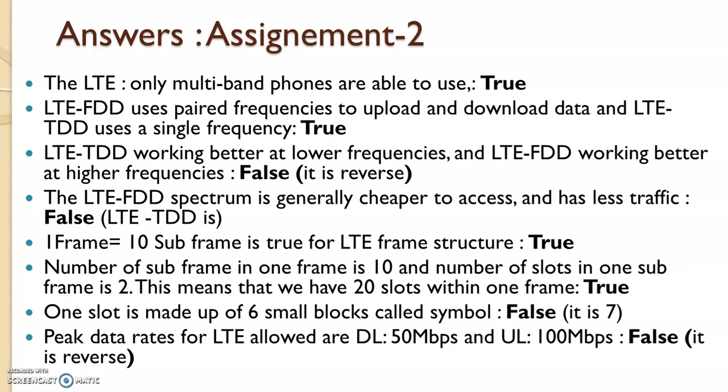One slot is made up of 6 small blocks called symbols. It is false. It is 7 small blocks. Peak data rates allowed for LTE are downlink 50 Mbps and uplink 100 Mbps. This is false. It is exactly reverse. So this is clear to all.